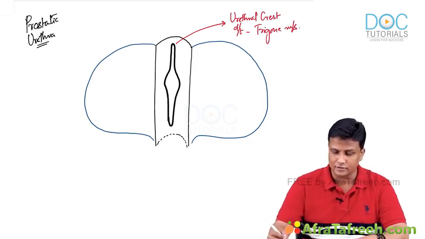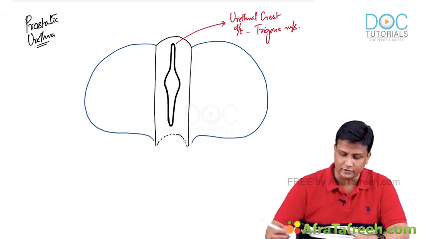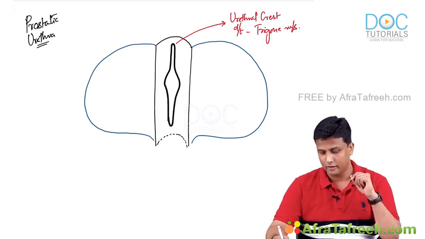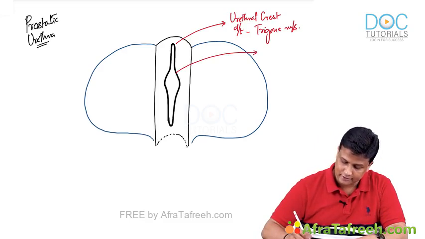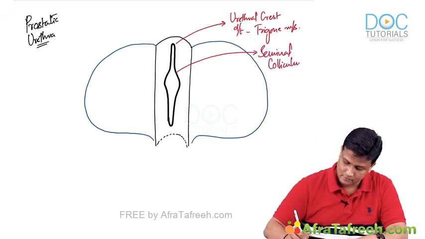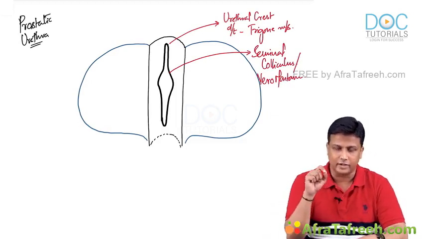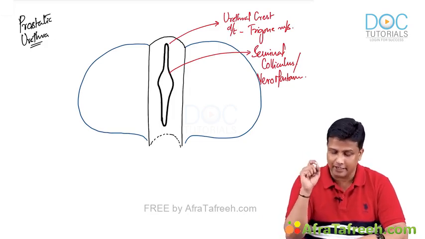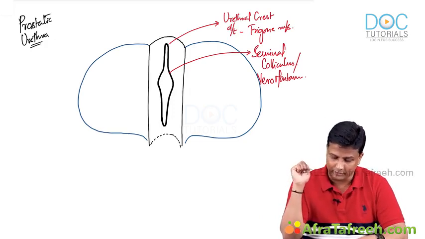The trigone of the urinary bladder does not end in the urinary bladder itself. It continues down into the urethra, and that is what forms the urethral crest. But in the middle part, you can see the urethral crest is wider. That wider part is known as the seminal colliculus, and the seminal colliculus itself is known as the verumontanum. So there will be a urethral crest, which becomes wider in the middle part, and that is the seminal colliculus, also known as the verumontanum.